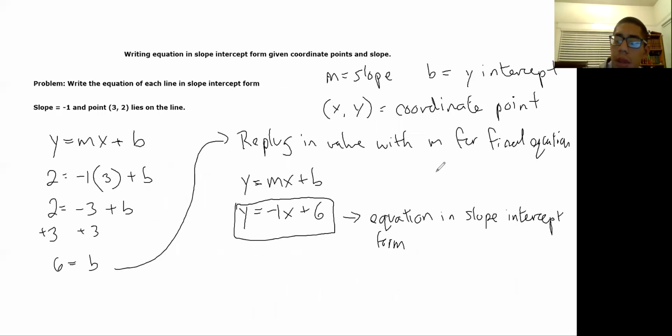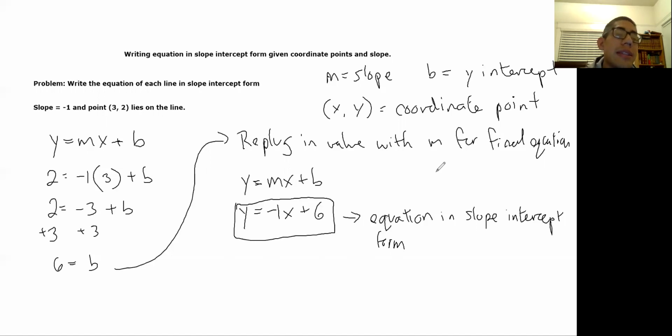Okay, so let's move on. What are you expected to do this week? You're expected to be able to write an equation in slope-intercept form, given two pieces of information. That is, the problem is going to give you coordinate points and a slope, and ask what's the equation that has this slope and passes through this point. The problem says: write an equation of each line in slope-intercept form. The information in bold says the slope is equal to -1 and (3, 2) lies on the line.